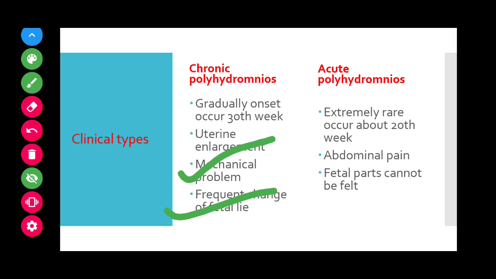Next is acute polyhydramnios. Acute polyhydramnios is extremely rare. The onset is acute. The fluid accumulates within a few days, and it usually occurs before the 28th week of pregnancy. It is often associated with uniovular twins or choriocarcinoma of the placenta.